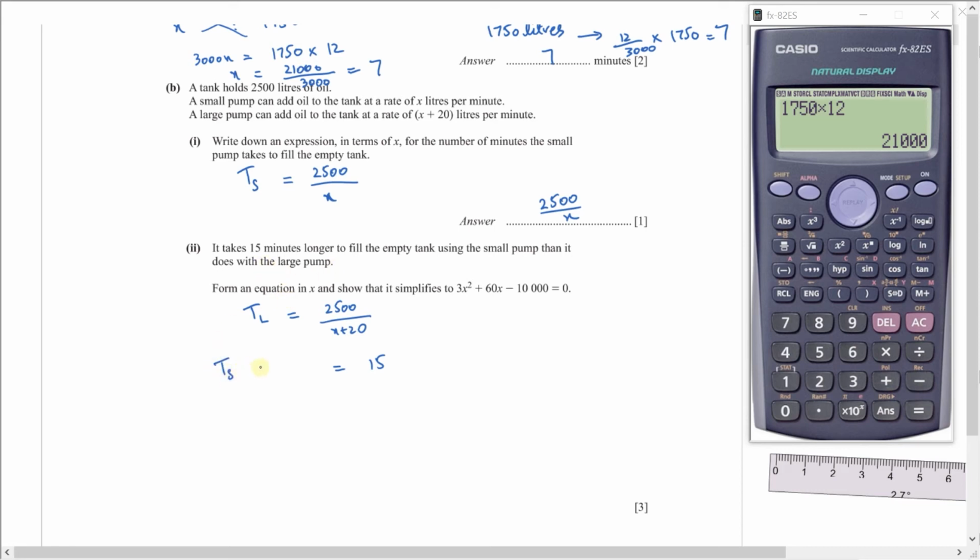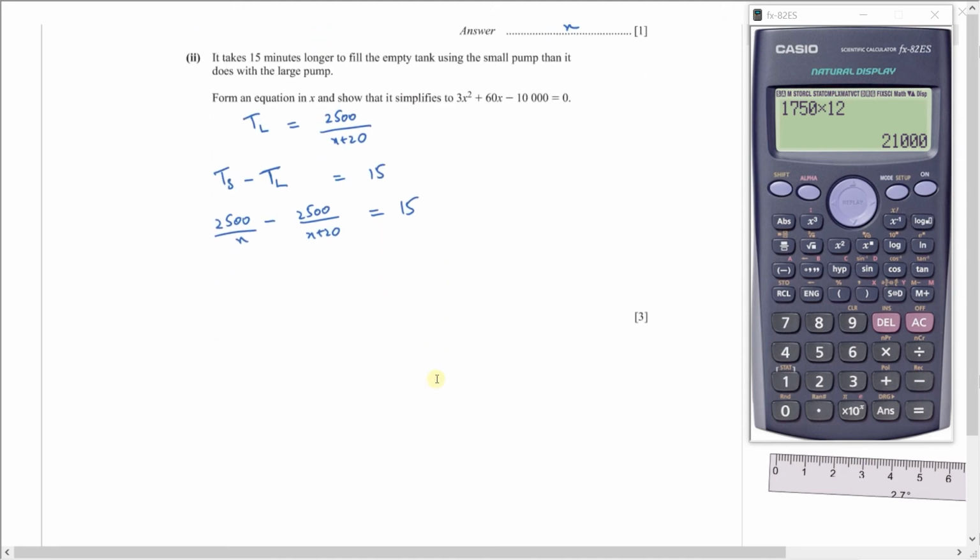So the time for the smaller pump is obviously larger because it's filling the tank at a slower rate. So the time taken by the smaller pump is larger minus the time taken by the larger pump is less because it's filling at a higher speed. So it will take less time. So the difference between them is 15 minutes. So TS is 2500 over x minus TL is this equals 15. So now we can simplify this equation and show it boils down to this.